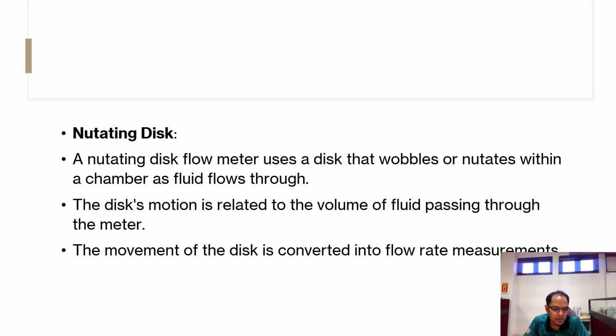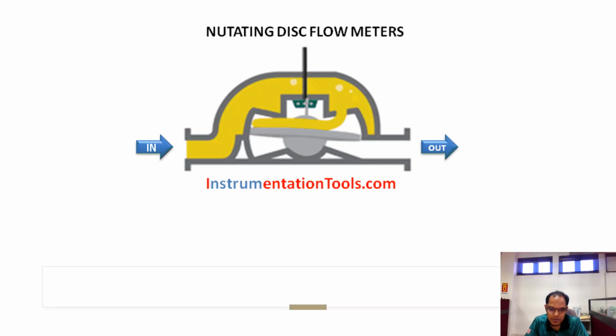Then kita pergi kepada nutating disk. Nutating disk flow meter uses a disk that wobbles or nutates within a chamber as fluid flows through, and the disk motion is related to the volume of fluid passing through the meter. The movement of the disk is converted into flow rate. Ni macam ni disk tu. Dan bila flow fluid tu masuk, jadi pergerakan fluid tu akan mengirakan pasal flow rate lah.